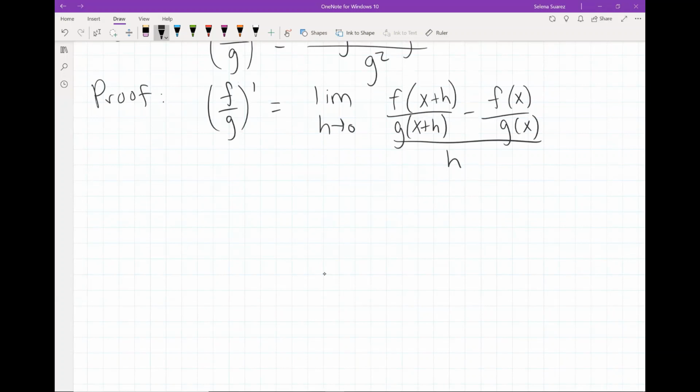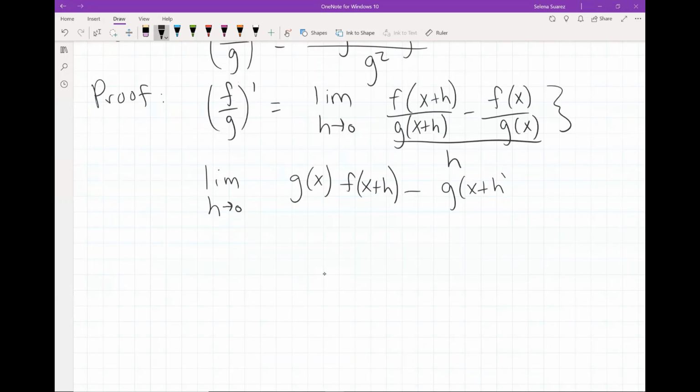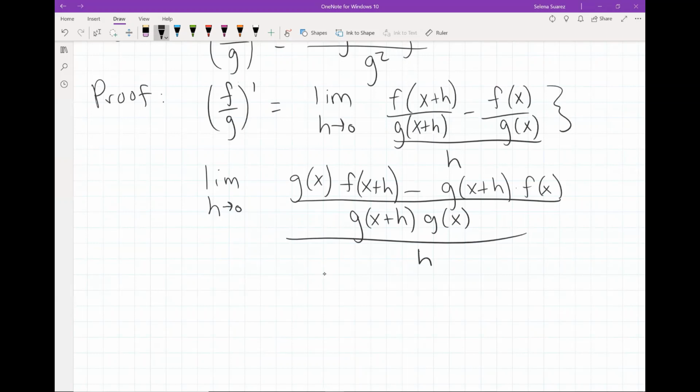So let's condense this a little bit. The limit as h approaches 0. And then I'm going to find a common denominator between these two. So we have g of x times f of x plus h minus g of x plus h times f of x, over the common denominator between them, and this is all over h. So I have this huge fraction here, so I'm actually going to simplify this. These are going to be at the top, and these two are at the bottom.